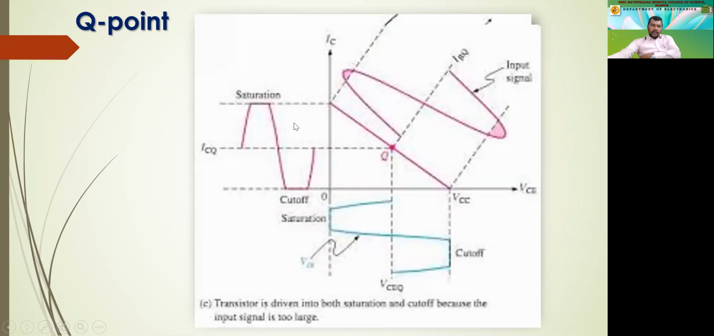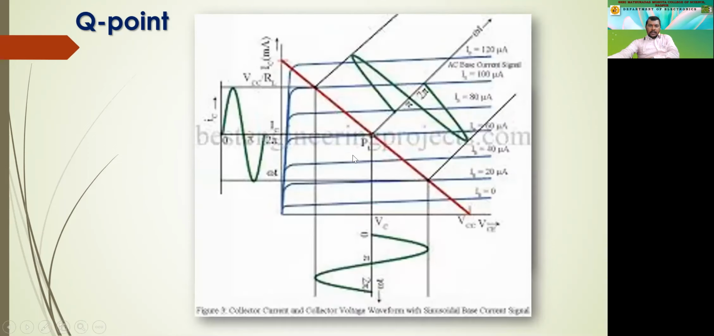So this is the input, and this is the saturation that we are having. This is saturation and this is cutoff. So we have to work in this active region, and for that we need to have this Q point at the center. Then only it will work actively. So this is the input that we are expecting to give. That is the base current, and this is the collector current that we are expecting to have.